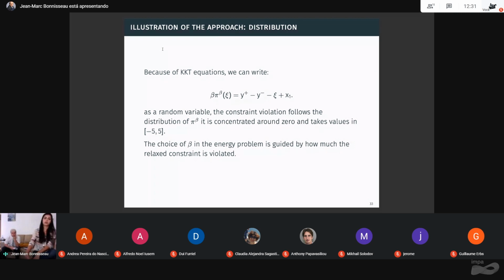So we also can write pi beta because of the KKT equations in terms of the equation we regularize. And what we see is that from the distribution of pi and the value of beta, we can understand how much we violate this equation. So, for example, here beta equals 1. We know that pi beta is between -5 and 5, and it's around 0. So we know that the violation of the equation will have the same behavior. This choice of beta is the same for the energy problem. We are guided by how much we relax this constraint.